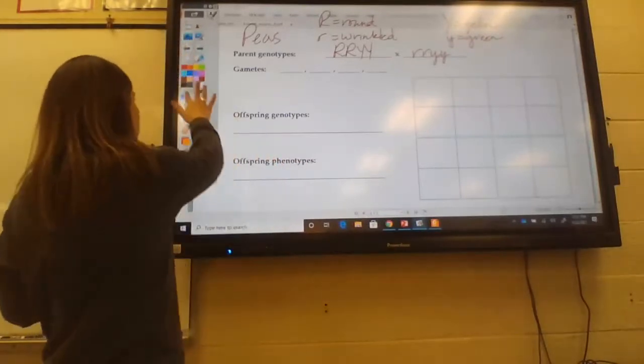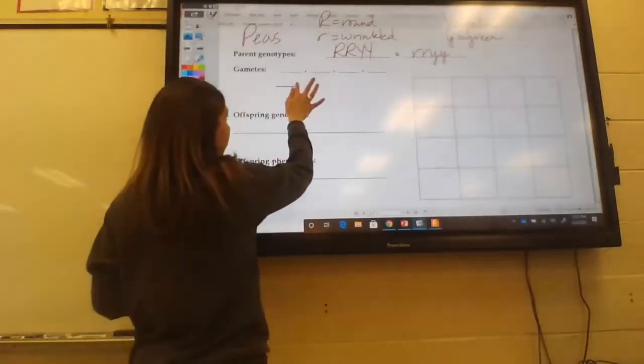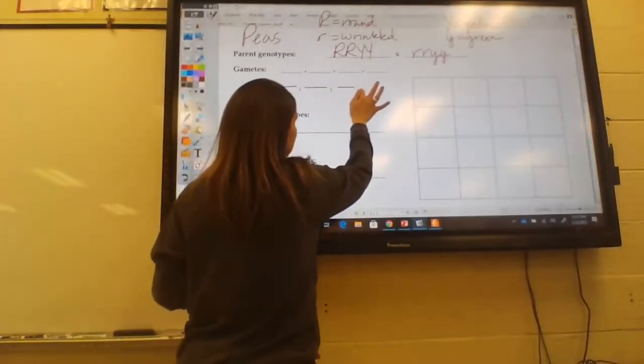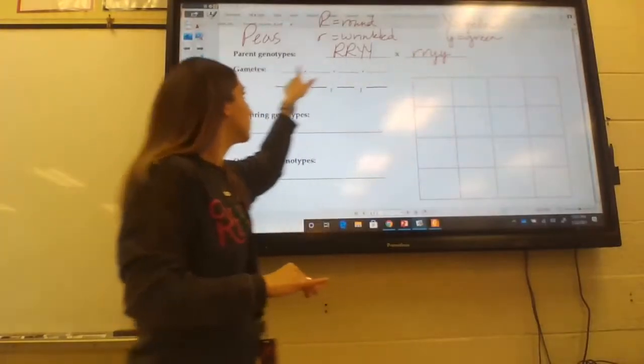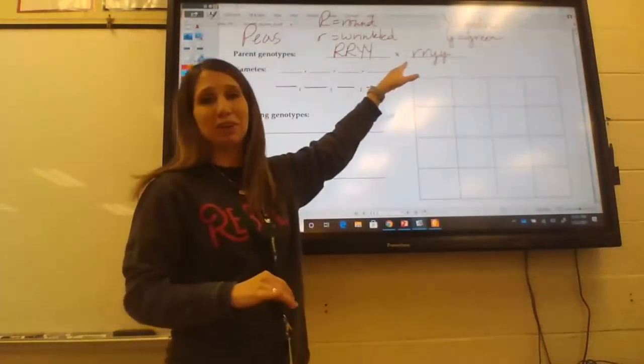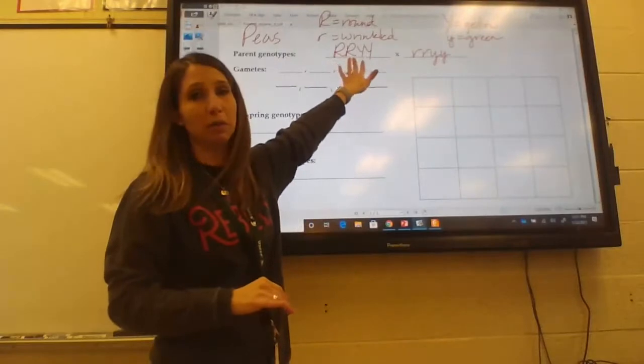Gametes. There's a mistake on this worksheet. You need to add 4 additional lines here. Those 4 lines are going to represent the parent over here. The first 4 lines are the 4 possible allele combinations that we can get from parent 1 right here.